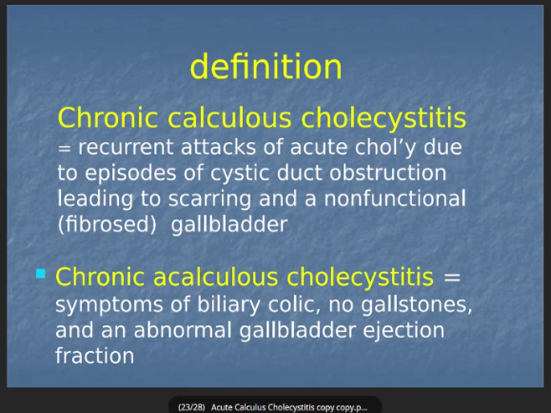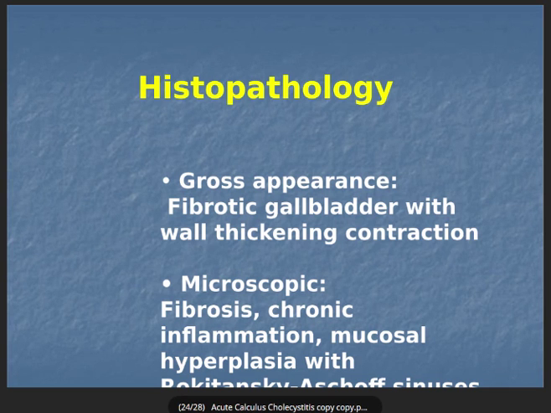This is called chronic acalculous cholecystitis, or another term for it, you can say non-functioning gallbladder. These are the 4 entities of cholecystitis. I hope it's clear. You don't need to know this, don't bother.